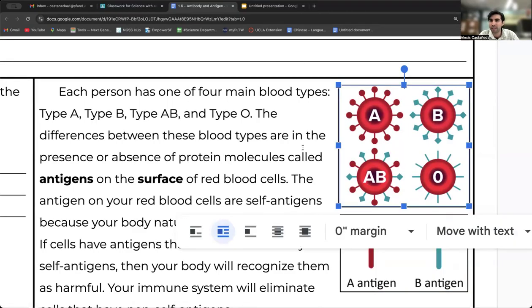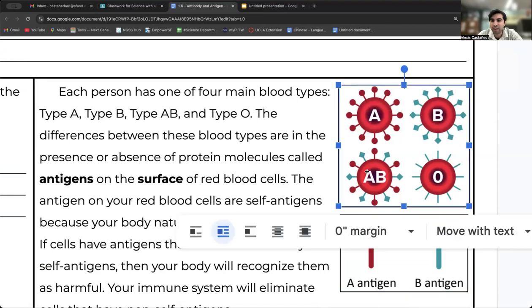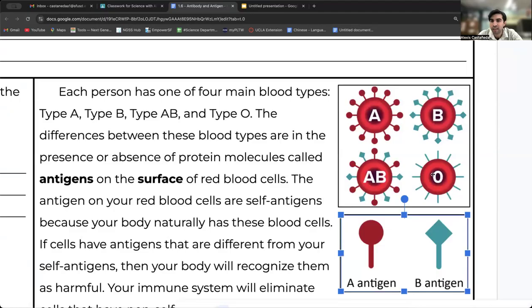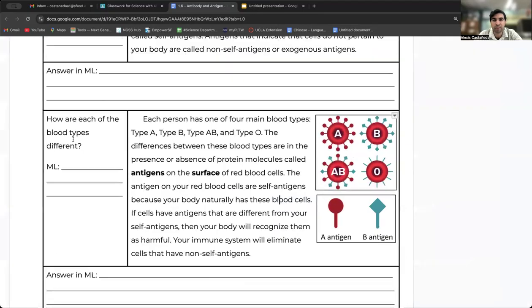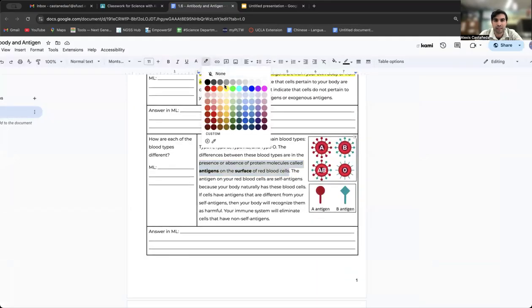The reason it's called blood type A is because the people who have blood type A have this protein on the surface of the cell called the A antigen. Same with B. Blood type B has the B antigen. Blood type AB has both antigens on the surface. And blood type O has none of them. It doesn't have A or B. So the way the blood types are different is the presence or absence of these antigens on the surface of the cell. So let's go ahead and highlight this because this is our answer.